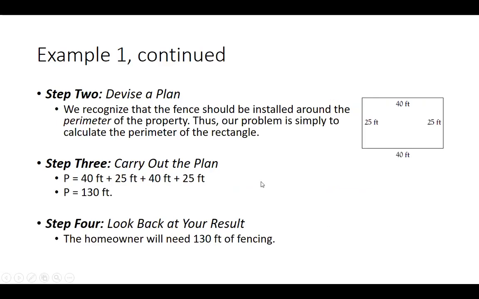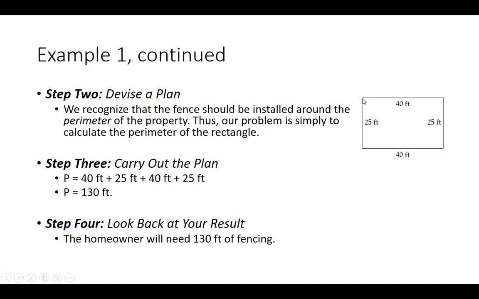Step 2, devise a plan. We recognize that the fence should be installed around the perimeter of the property. Thus, our problem is simply to calculate the perimeter of the rectangle. Perimeter is distance around. So we add up 40 feet plus 25 feet plus 40 feet plus 25 feet.